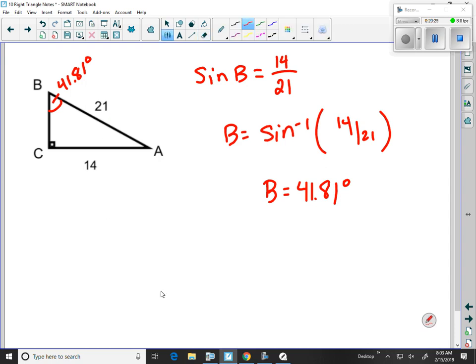To get angle A, we can do 180 minus 90 minus our 41.81. And that leaves us with 48.19.